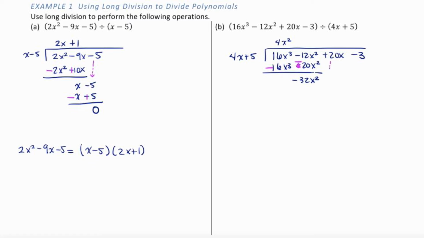Now let's bring down this 20x. It is really important that you don't skip any values of x. So let's say I didn't have a 20x here. I would want to just write out 0x. So I have an x cubed, x squared, and x. You should have every single factor. So if you have an x to the 4th, you would need an x to the 4th, an x cubed, an x squared, an x, and so on. So we're bringing down our positive 20x.